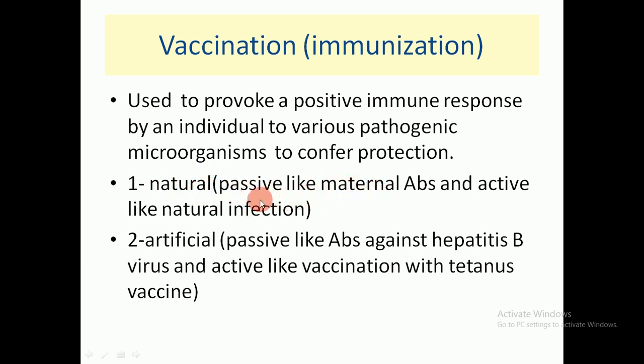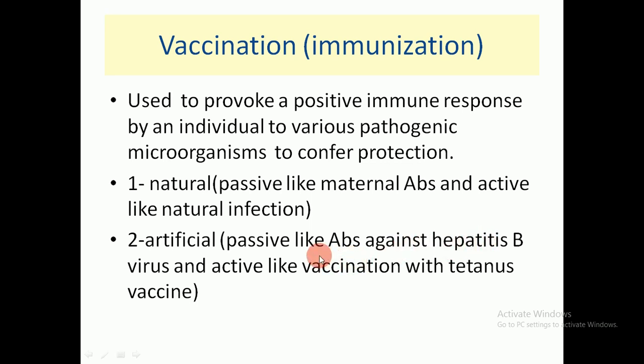The passive, like maternal antibodies that the fetus took through the intrauterine route or through the breast milk, and the active by natural infection with the pathogen. The second type of vaccination, which is artificial, is either also passive, like antibody against the hepatitis B virus.